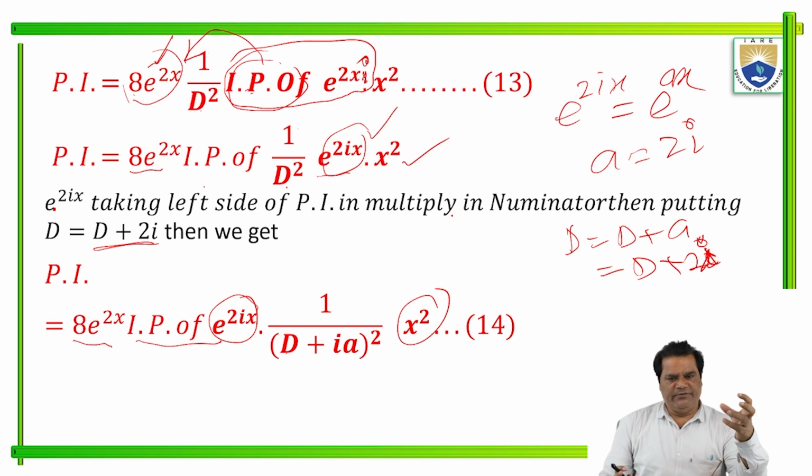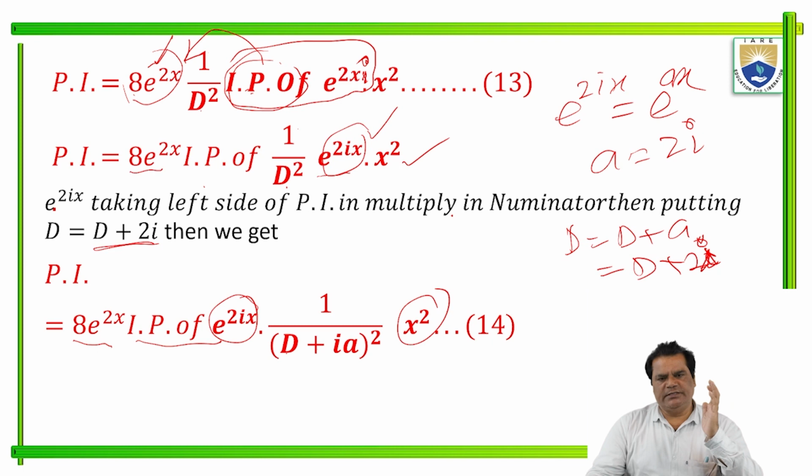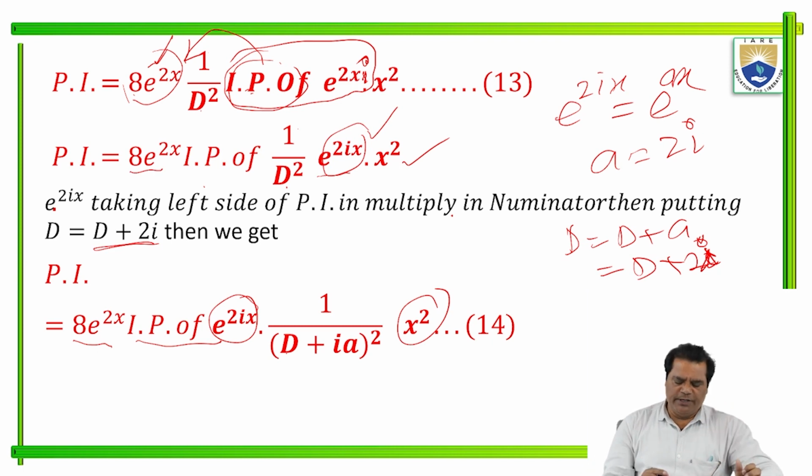First is the exponential function e to the power ax, taking left side, then putting d plus a. After that is sin ax there. Sin ax I am writing in imaginary part, in e to the power iax form. Then that algebraic function taking left side, then putting d plus ia. In place of d, putting d plus ia. Here it is 2i.